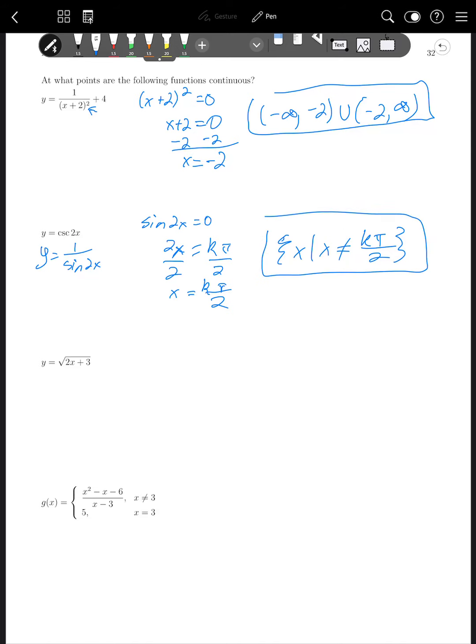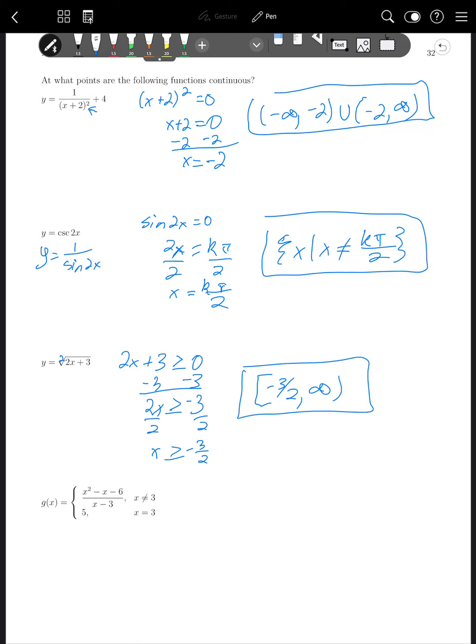Okay, so that's that one. This one, we have an even root again, right? Because this is a square root, because there is no number, so the root's 2. So we set the radicand, the thing inside the radical, greater than or equal to 0, and solve for x. Okay, and so this time -3/2 to infinity is where this function is continuous.